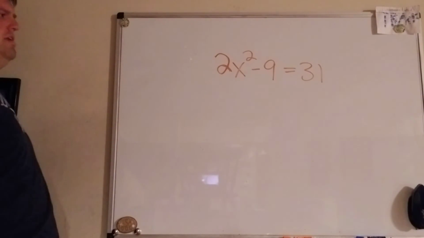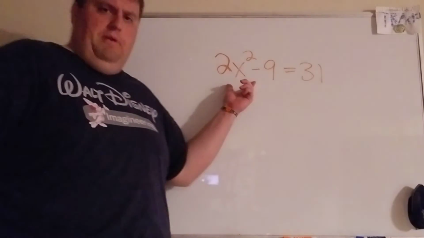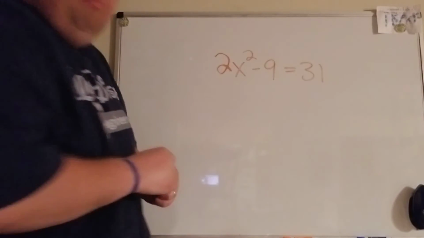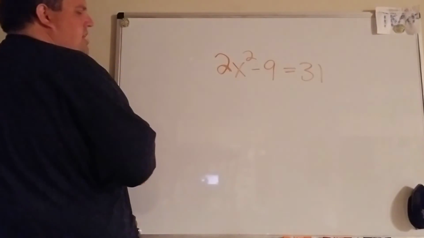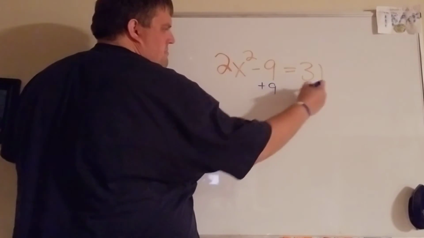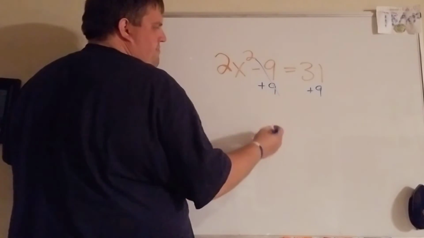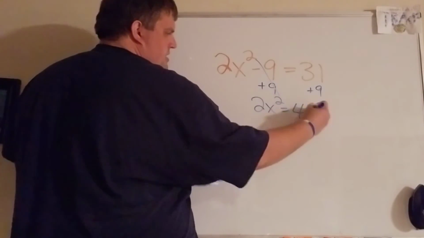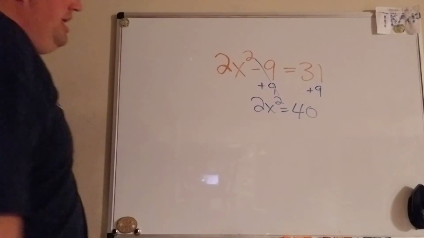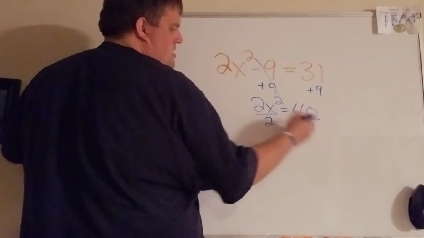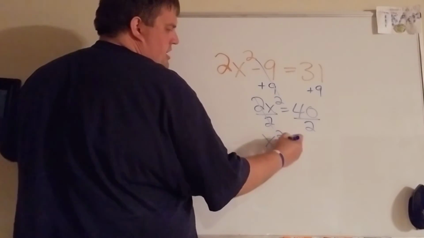Okay. So I want to get x by itself here. Same idea. Well, this brown marker, not the best marker, I would say. I want to get rid of this minus 9, so we'll add 9 to both sides. So 2x squared equals 40. And then again, we're going to get rid of the coefficient first, so divide by 2. We get x squared equals 20.